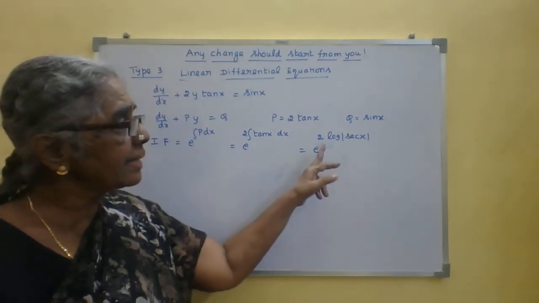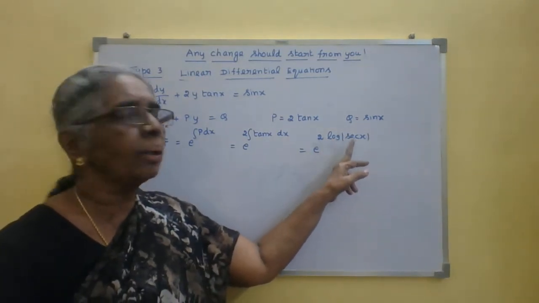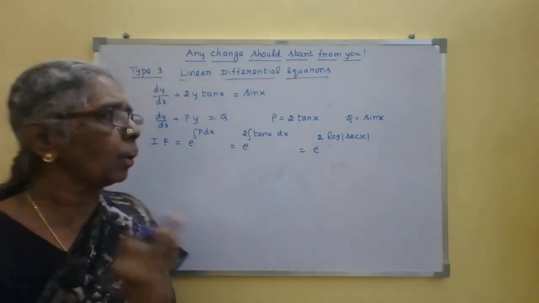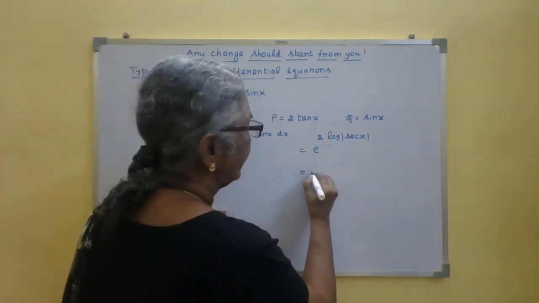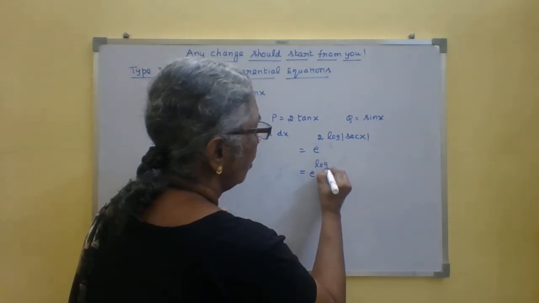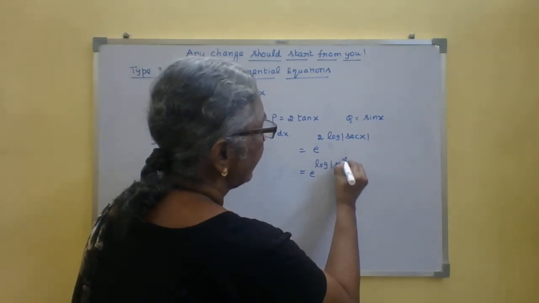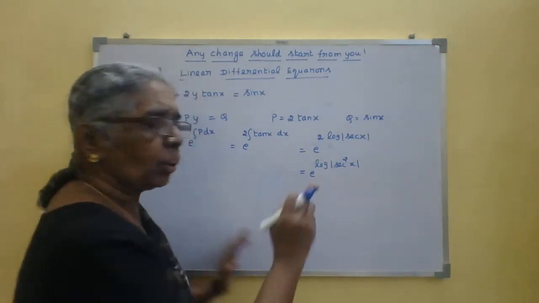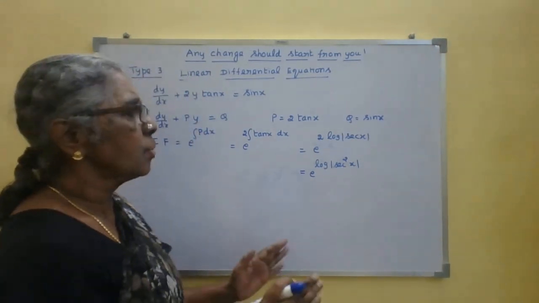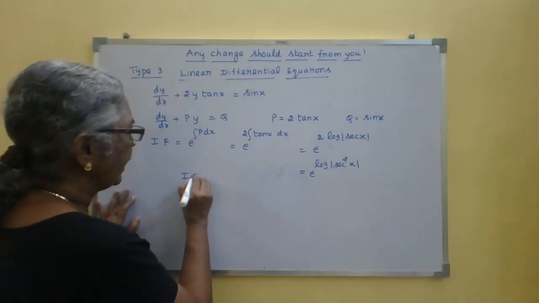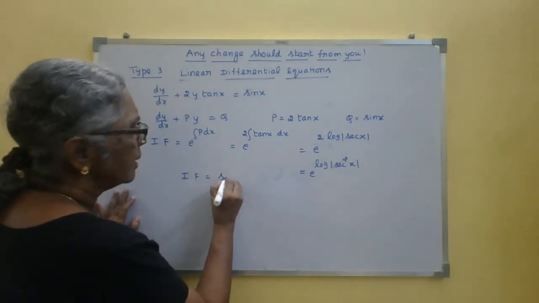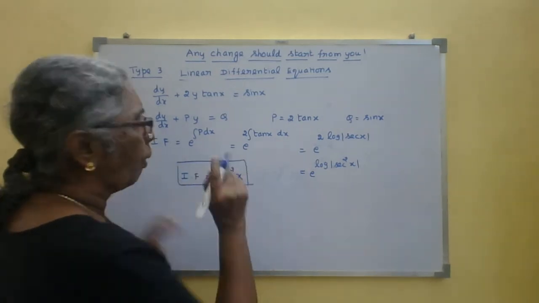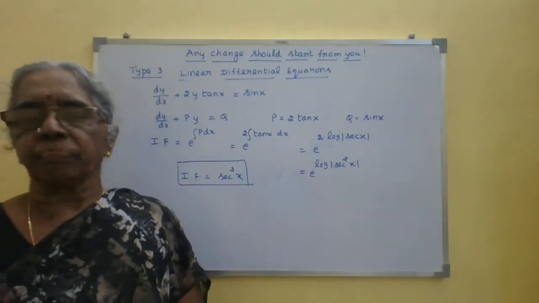Now this is like b log a, so I can write it as log a power b. Remember the log rule. So now I will be getting this equal to e power log mod secant squared x. Now this e and this log are reciprocal functions, so you will be getting your IF equal to nothing but secant squared x. So this is the first important step you have arrived at.